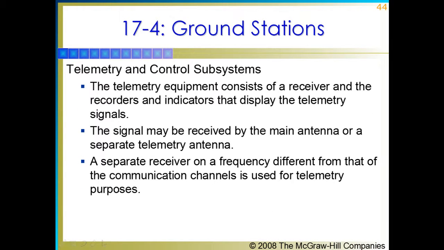The telemetry equipment consists of a receiver and the recorders and indicators that display the telemetry signals. The signal may be received by the main antenna or a separate telemetry antenna. A separate receiver on a frequency different from that of the communication channels is used for telemetry purposes.